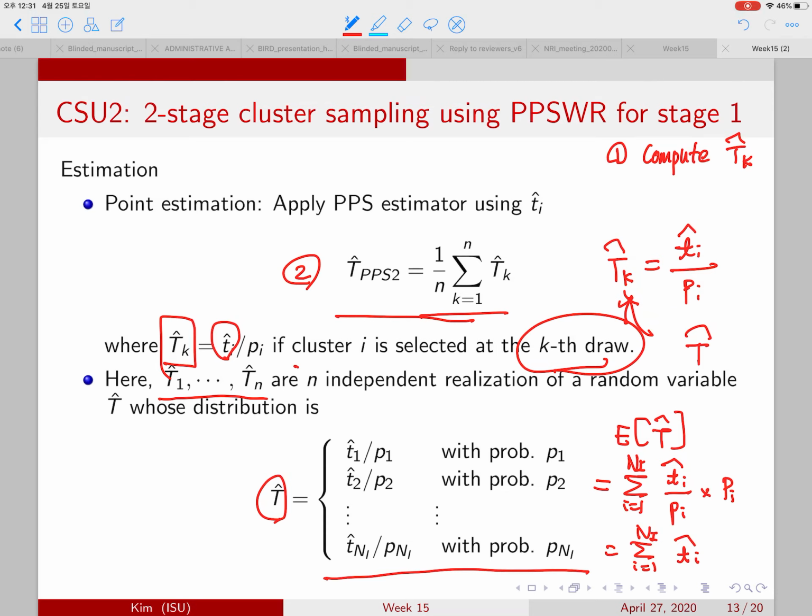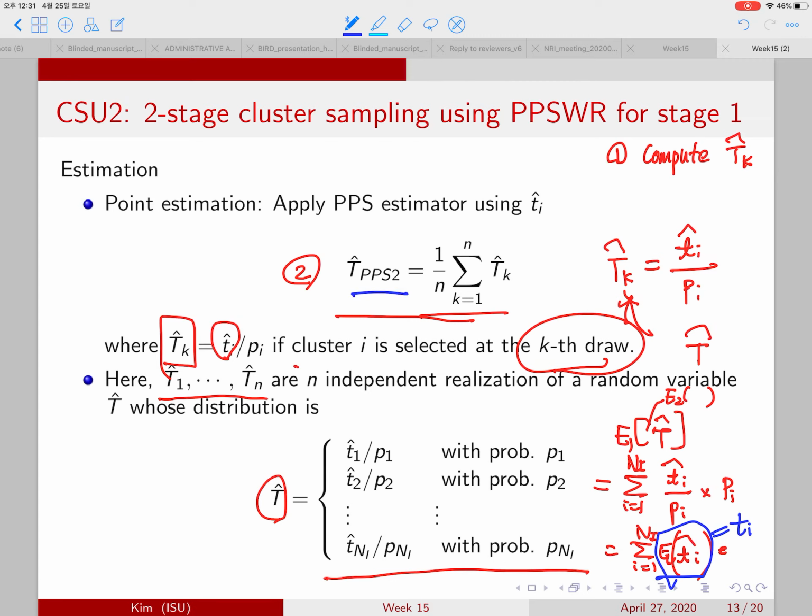If you take expectation, this is the expectation with respect to the first stage sampling, and then the second stage sampling. If you take the second stage sampling expectation here, then each one becomes T_i. So you end up getting the unbiased estimation. So that's the idea of the point estimation.